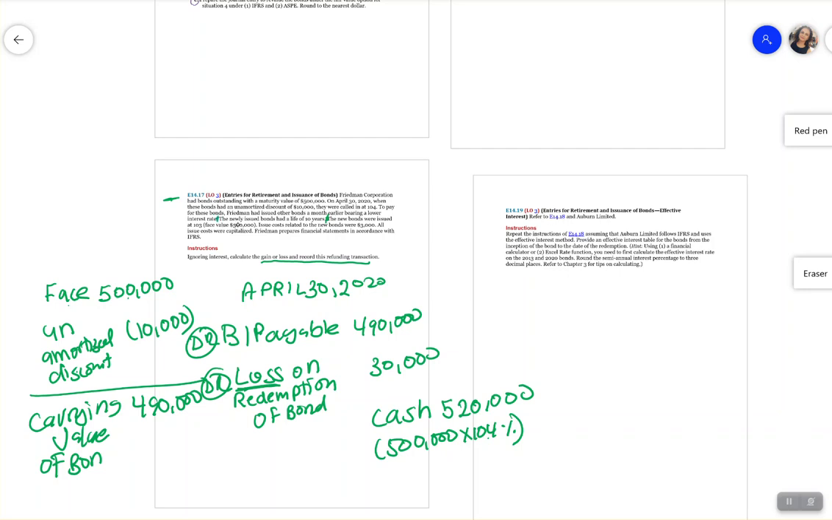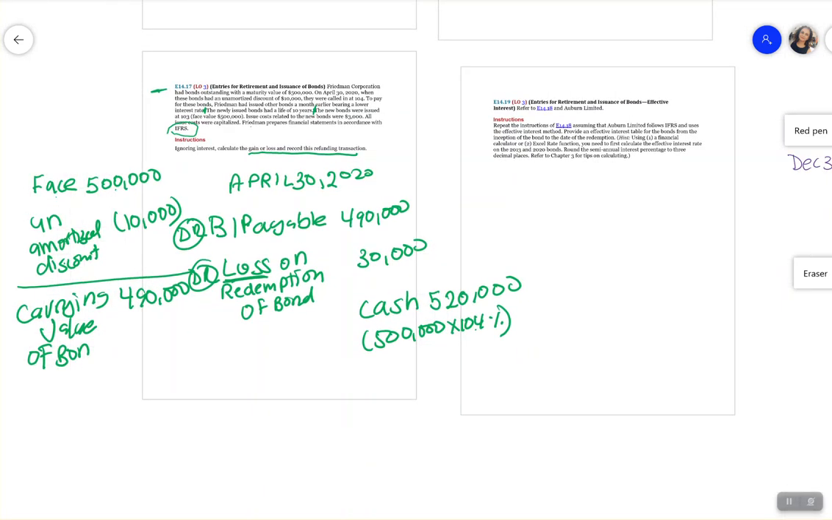Before that, the newly issued bond had a life of 10 years. The new bond was issued at 103, with a face value of 500,000. Issuing cost related to the new bond was 3,000, and the issue cost was capitalized. Friedman prepares financial statements according to IFRS. If it's according to IFRS, the issue cost is part of my cash, so I need to take it out because I'm not allowed to capitalize the issuance cost under IFRS.